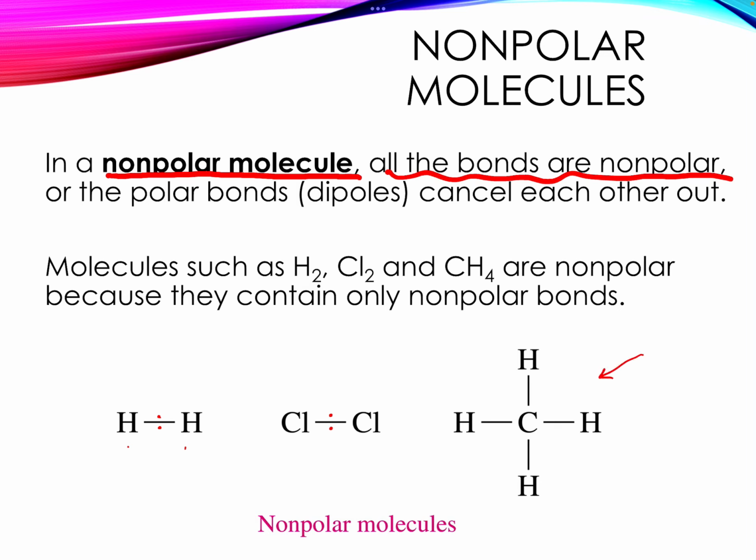It's the same thing here. Our carbon and our hydrogens have very similar electronegativities. So if you were to calculate the difference, that would fall in that range for a nonpolar bond. So all of these bonds here are nonpolar. That makes our entire molecule nonpolar because it only contains nonpolar bonds.